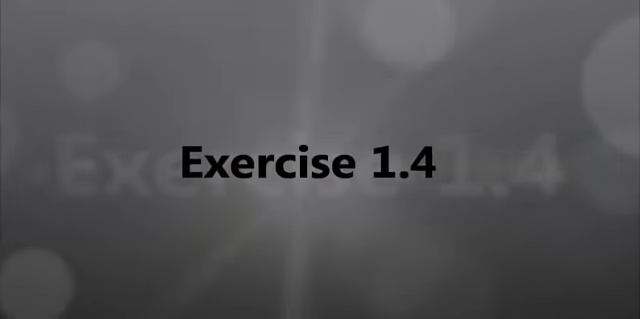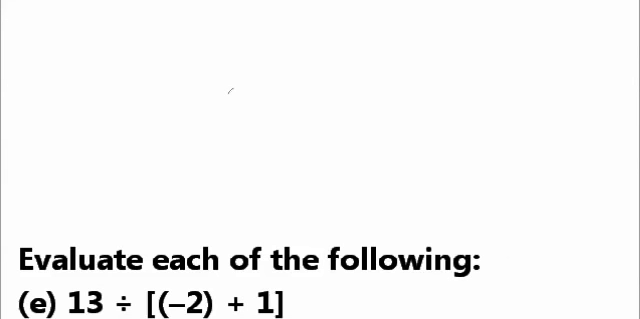Let's solve a few examples from your exercise 1.4. 1e: 13 divided by in bracket minus 2 plus 1. So that is equal to, we'll keep the 13 first. As per BODMAS, what we have to do first is solve the bracket. So let's solve the bracket.